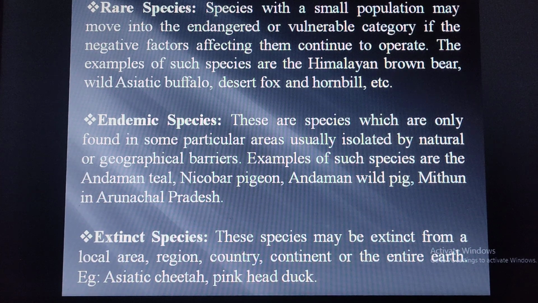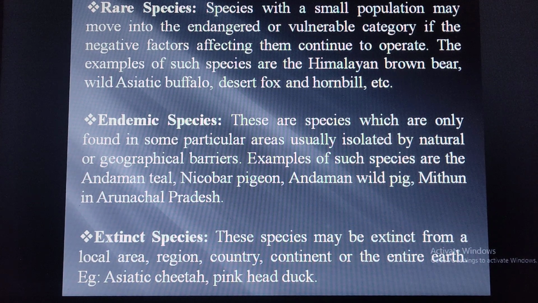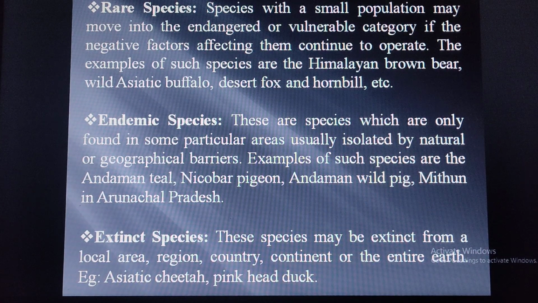Next, we will learn about extinct species. These species may be extinct from a local area, region, country, continent, or the entire earth. We may not even see them in future. These are the extinct species. For example, Asiatic cheetah, pink-head duck, etc.